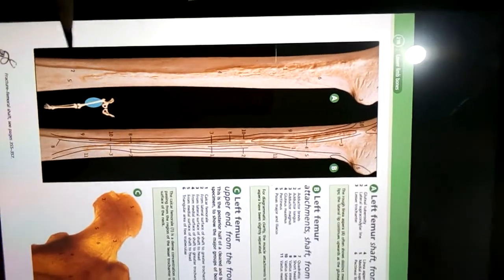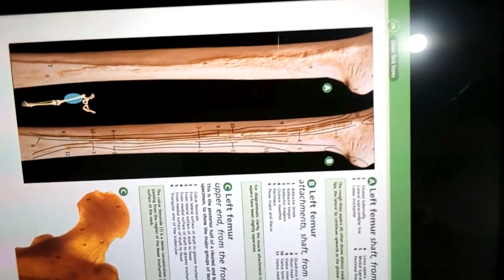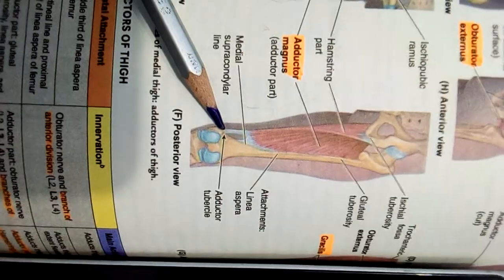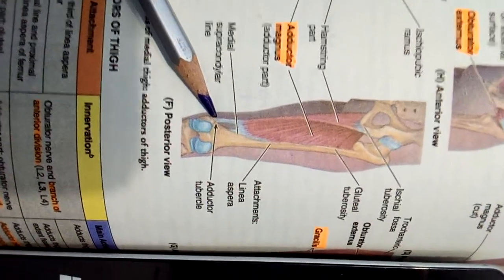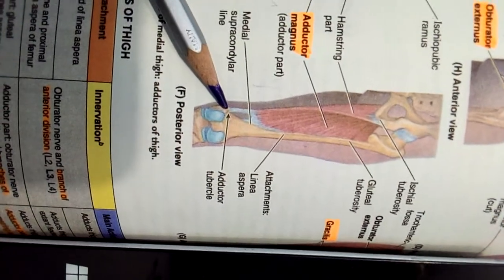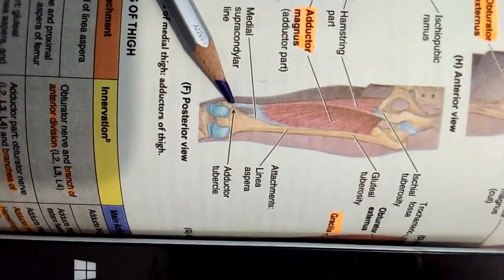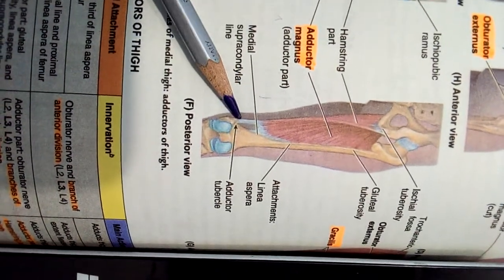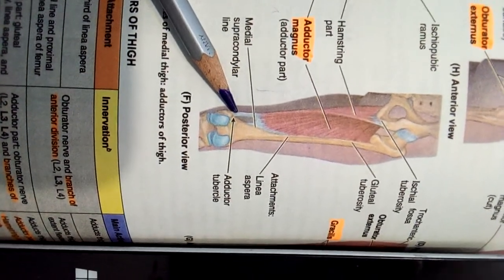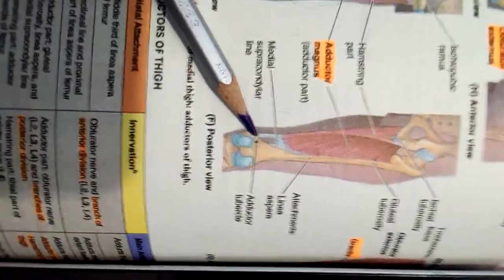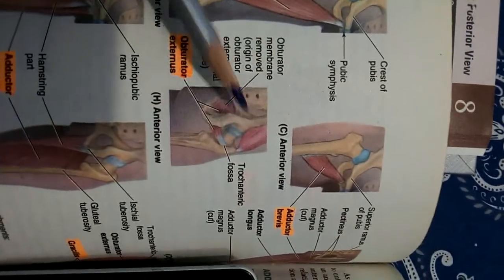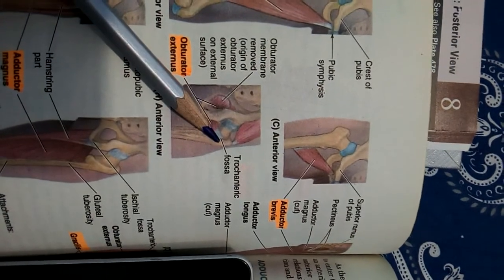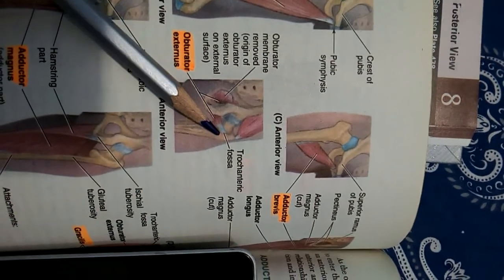Okay, and the insertion of the hamstring part of adductor magnus is here on the adductor tubercle. Adductor tubercle is on the medial epicondyle. Okay, here is the adductor tubercle, and this is the insertion of the hamstring part of adductor magnus. Now for the insertion of obturator externus, it gets inserted into the trochanteric fossa of the greater trochanter of femur.